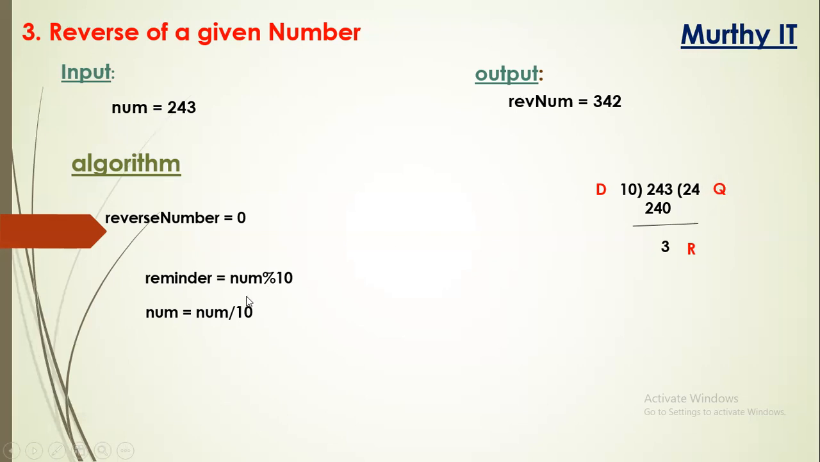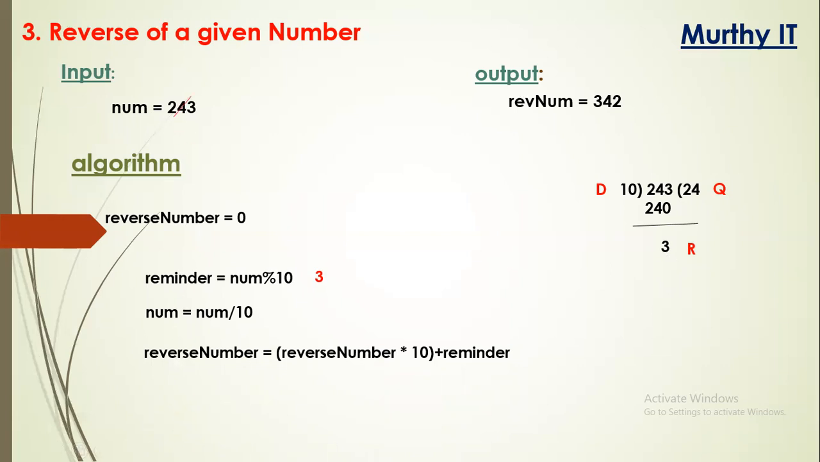So at the language level, if you want a remainder, we need to use the modulo operator. Whenever we are doing division, if you want the quotient, then we need to use the divide operator. So what is the remainder? Remainder is 3.